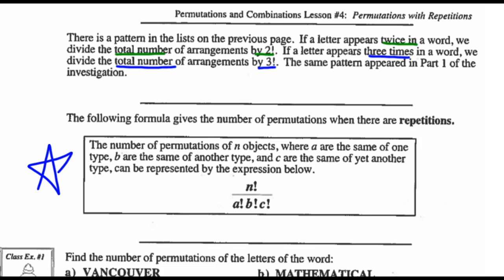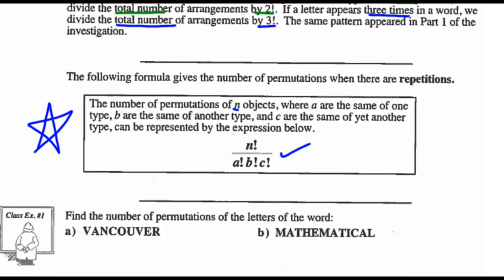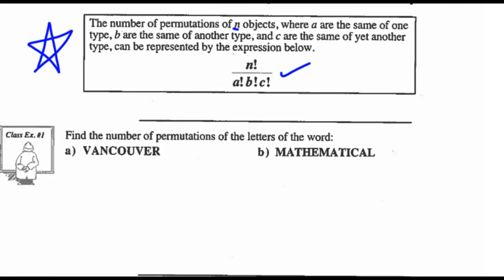So we get this statement: the number of permutations of n objects where A are of the same type, B are of the same yet a different type, and C are the same of yet another type, and so on, can be represented by this expression: n factorial divided by A factorial, B factorial, C factorial. As many different sets of like elements, we're going to divide out in the denominator as factorials.